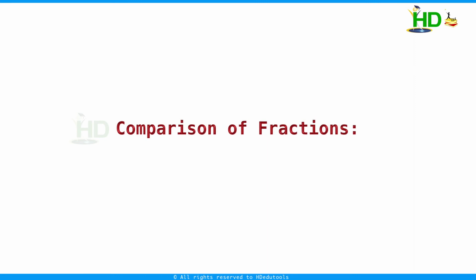Now comparison of fractions. Take an example. Compare 1 by 5 with 4 by 5. 1 by 5 means 1 in 5 parts or 1 out of 5. 4 by 5 means 4 in 5 parts or 4 out of 5. Now clearly we can say that 1 by 5 is less than 4 by 5. That is, if the denominators are same, we can compare the numerators directly.